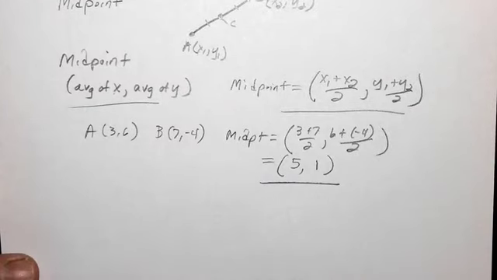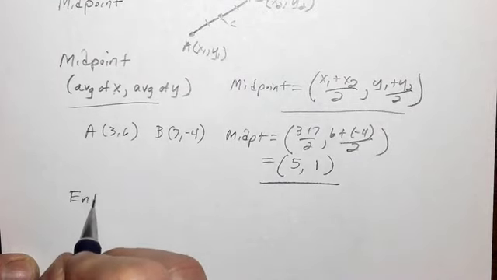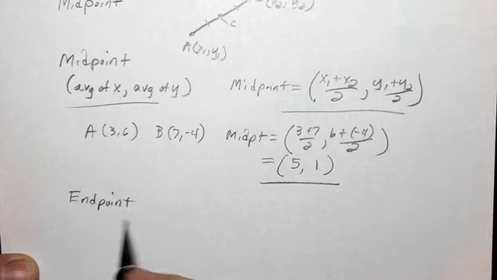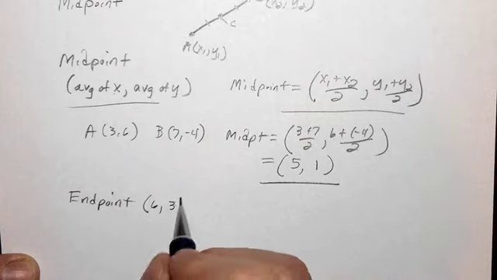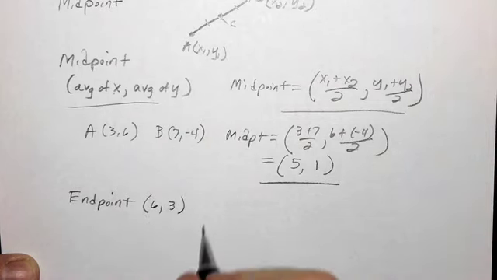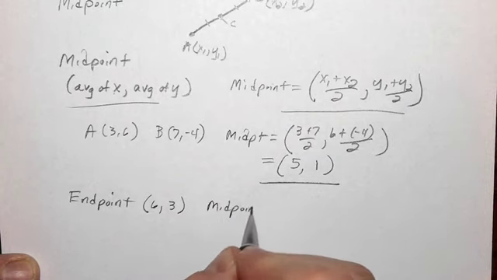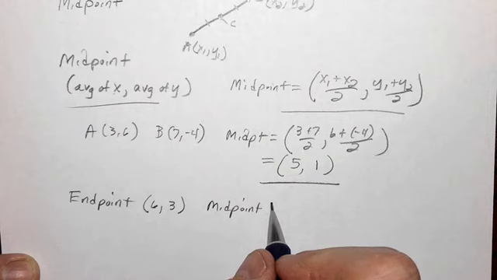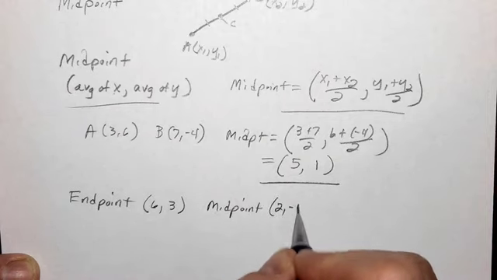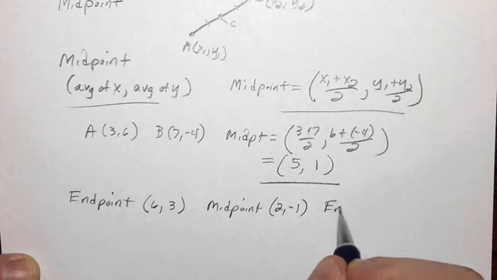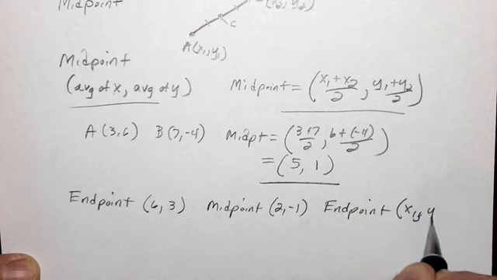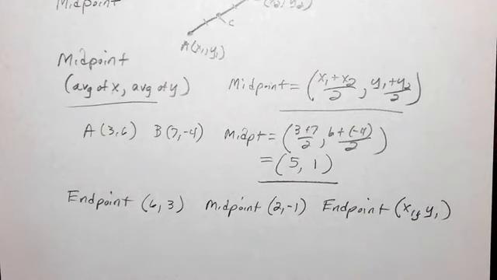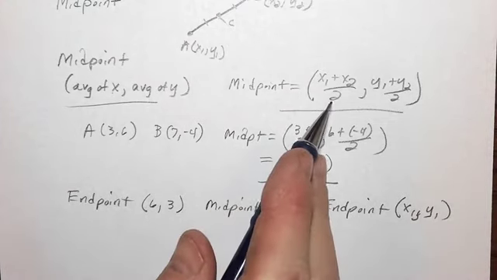Okay? Now sometimes we know an endpoint. One of the endpoints, let's say, was the point 6, 3, and the midpoint is the point 2, -1, let's say. And we want to know what's the other endpoint. We don't know what the other endpoint is. What we're going to do is use this idea of the midpoint right here.